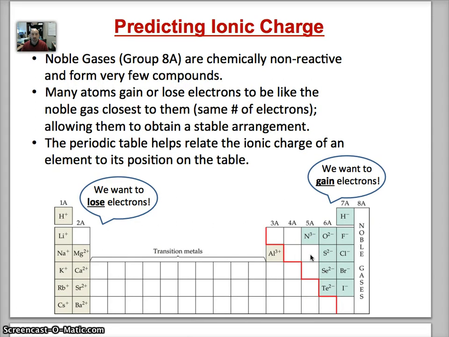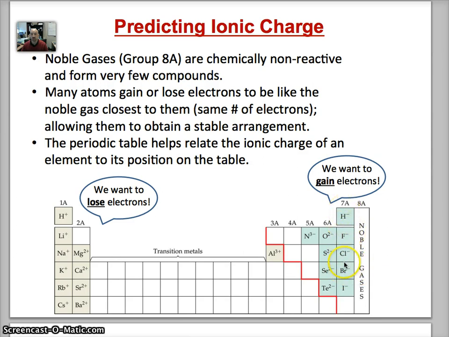So what about predicting ionic charge? How do we know the charge of these different atoms or ions? Well, really, the way to think about it is everything wants to be like the noble gases over here on the right side of the periodic table, which is group 8A. So everything on the left has more than enough electrons, and so they want to lose electrons. So they are going to form positively charged ions. Everything over here on the right needs to gain electrons in order to be like the noble gases.